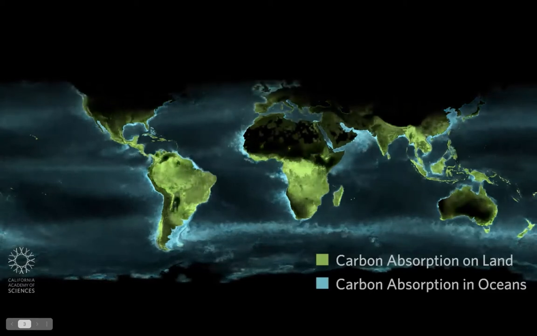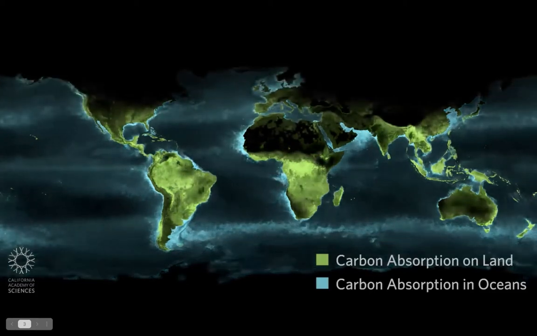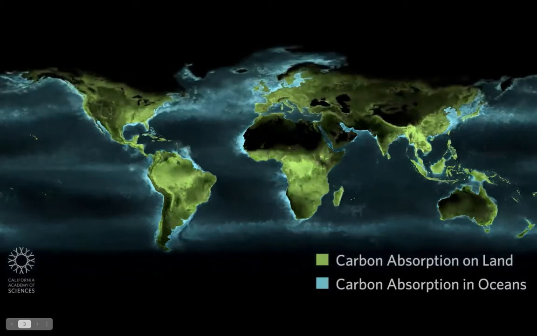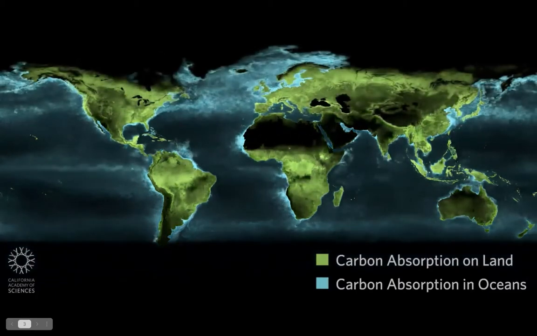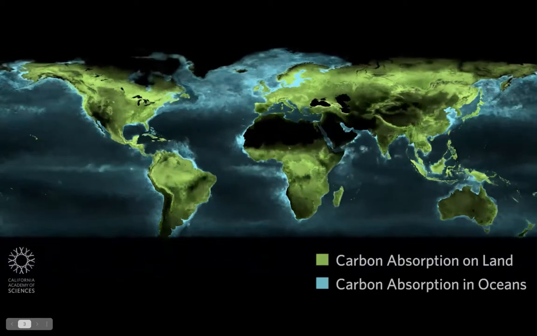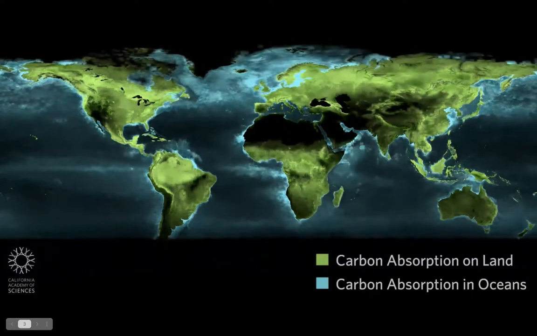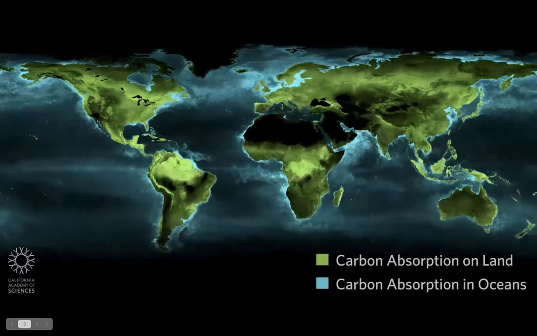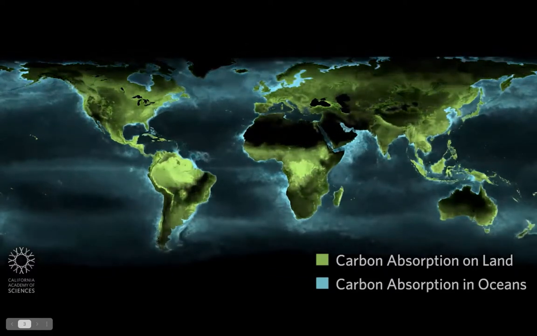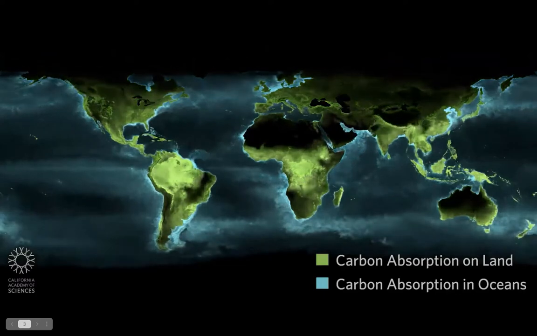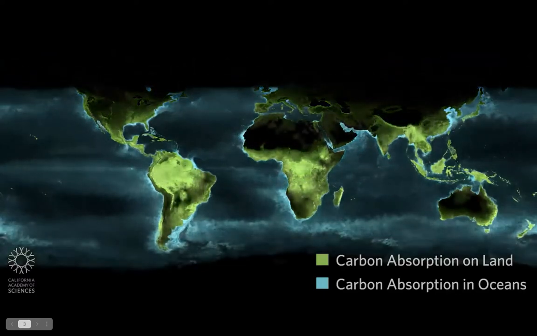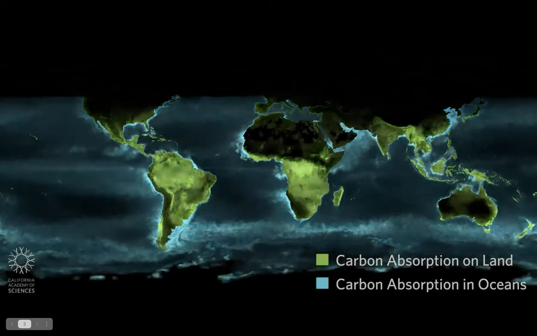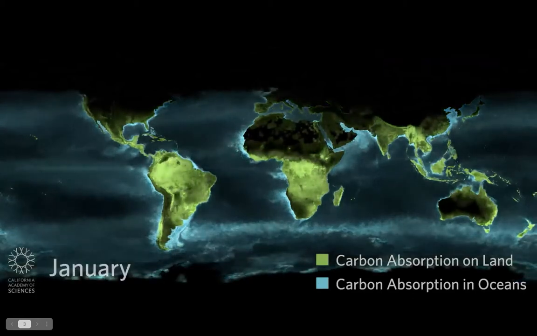And now you can see that green signifies carbon absorption on land, and the blue signifies carbon absorption in the oceans. So on land, plants are doing photosynthesis, making their own food and absorbing a lot of carbon. And in the oceans, phytoplankton are doing photosynthesis and absorbing a lot of the carbon that's in the air. And so there we just saw another year go by. So I believe that's 2 years now. And they're going to show you what month it is now.